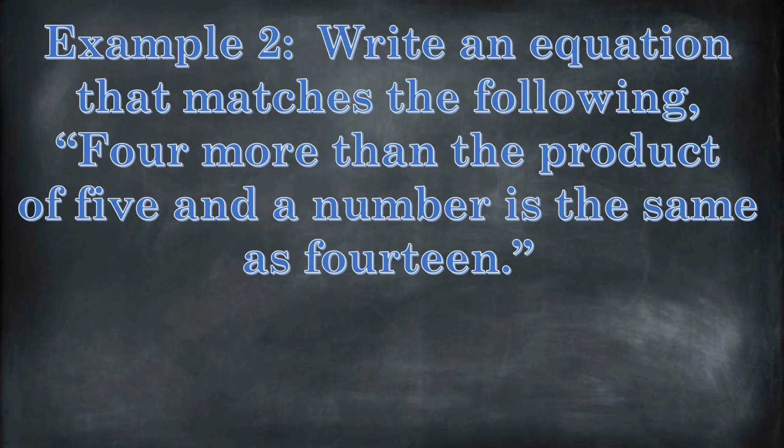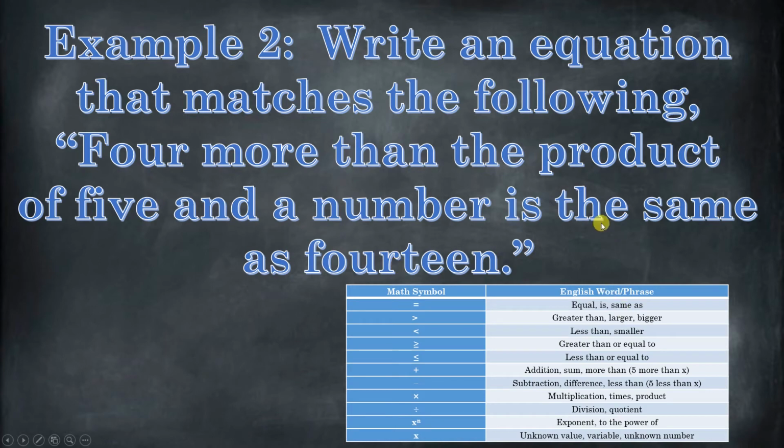So let's move on to the next example, shall we? We're going to write an equation that matches the following. 4 more than the product of 5 and a number is the same as 14. Well, there's a couple things we got to be careful of right here. We need to make sure that we're articulating and translating all of the words we might see here in our statement to their correct math symbols. And there's a couple that I see that jump out at me. So 4 more is plus, product is multiply, and is means equals.